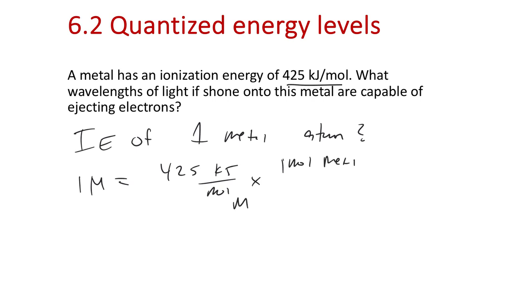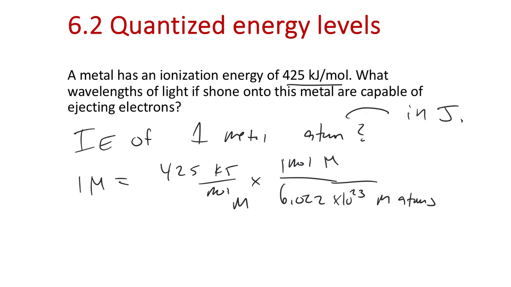That's called a metal M. So 425 kJ per mole of M. If I take 1 mole of M and just use Avogadro's number, let's convert it to joules too. Why? Because I'm going to use Planck's constant later. So I'm going to use joules times seconds in a calculation in a minute. So why don't I go ahead and get this over to joules?